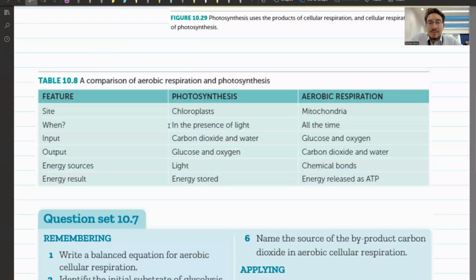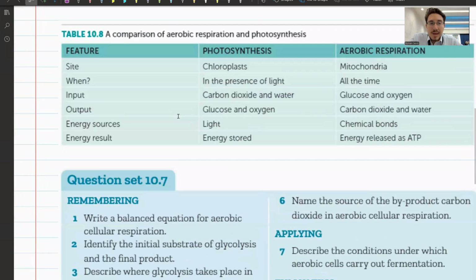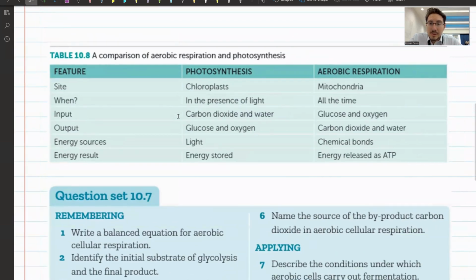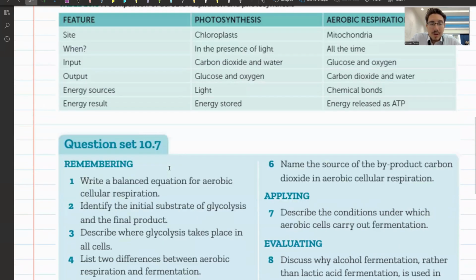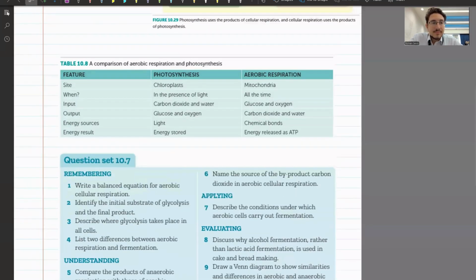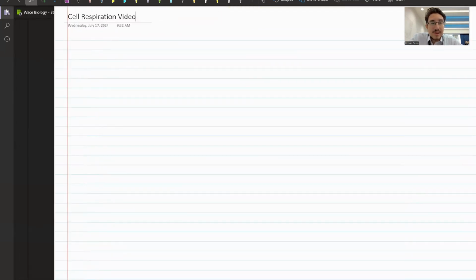Again, here it's very important to know the tables, right? Know the features, know the location, when things are occurring, right? Sites: photosynthesis in the chloroplast, aerobic respiration in the mitochondria. When: all the time. Photosynthesis depends on whether there's the presence of light. Inputs, outputs, energy sources, energy results, right? Energy stored, okay, is basically the glucose, okay? All right. With that being said, that finishes cell respiration, okay?